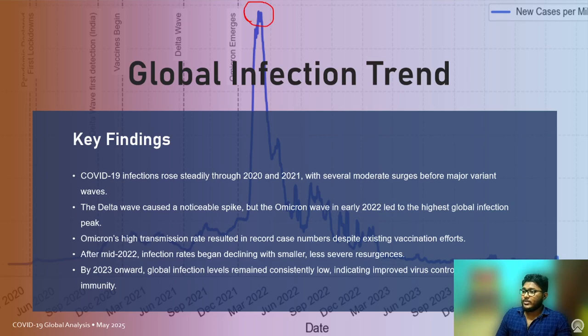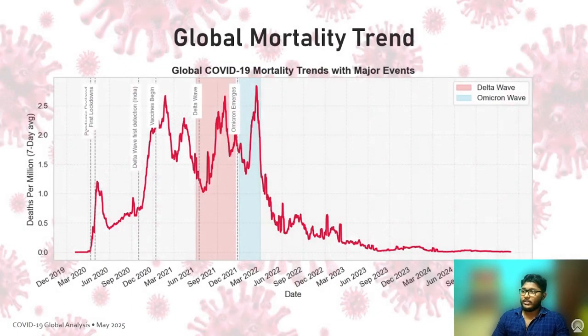The Omicron's highest transmission rate resulted in a record case number despite existing vaccination efforts. The vaccination started before the Omicron, but still the Omicron wave caused the highest number of infections. After mid-2022, infection rates began declining with smaller and less severe resurgences because there was vaccination and people with prior immunity. As we see, after 2023 onward, global infection levels remain constantly low, indicating improved virus control and population immunity.